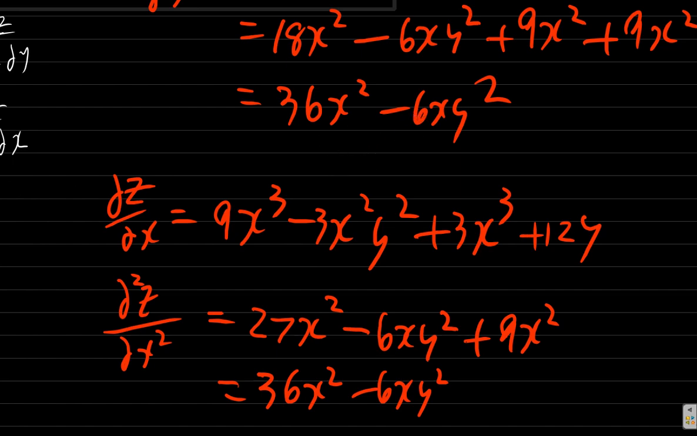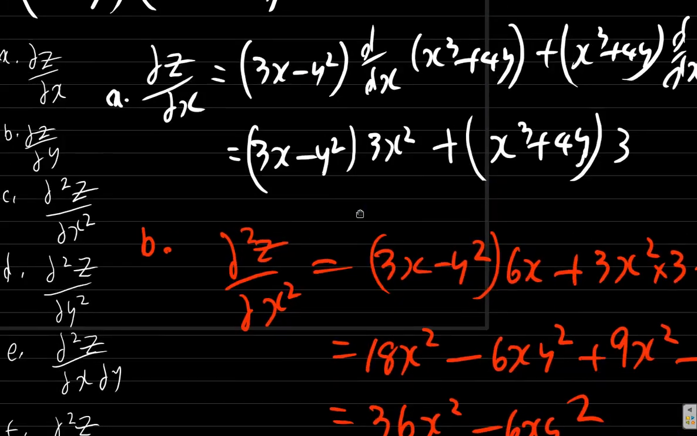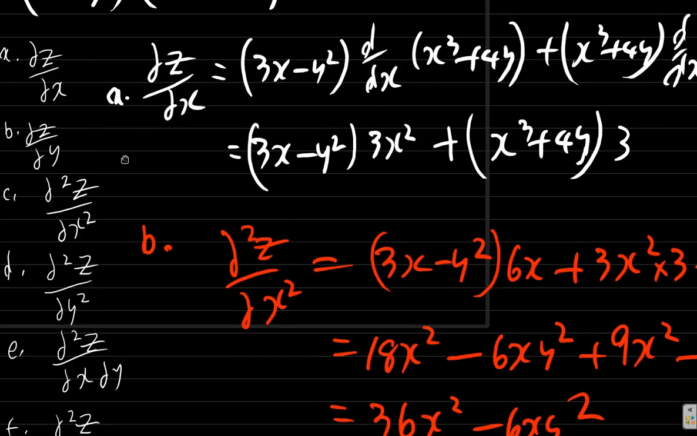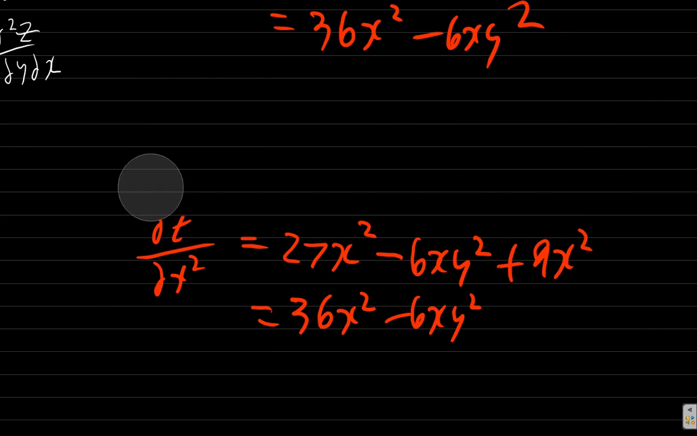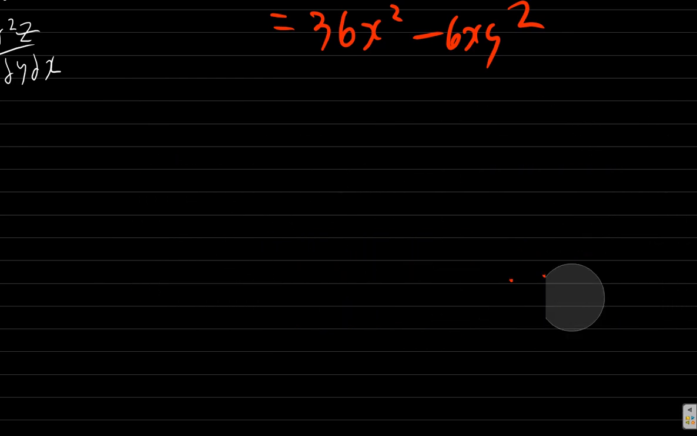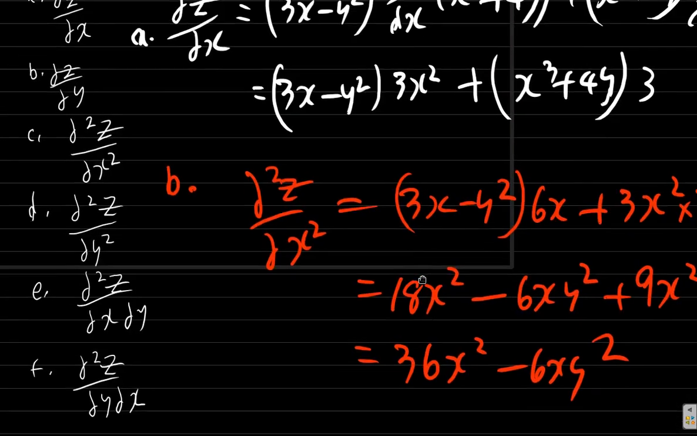Regardless of how you do it, whether you multiply out the bracket here first and then differentiate, or if you use the product rule here, you should get the same thing. I did it both ways because I don't know which way you would prefer, but whichever way you do it, that's what you should get.